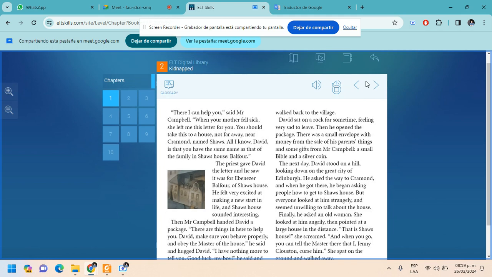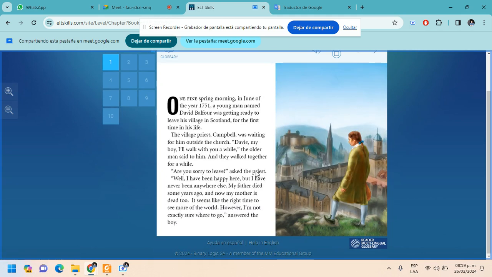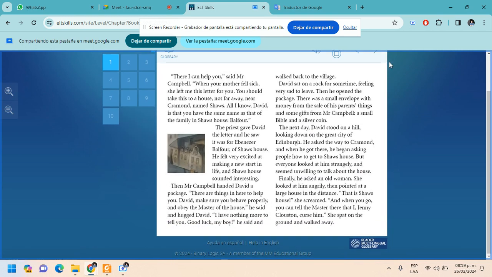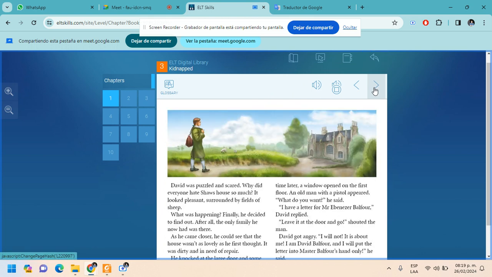Mr. Campbell is the priest. El señor Campbell es un priest. Do you know what's priest? Ajá, es un sacerdote. Yeah, priest, very good. It's a character, yes. Another character that appeared here in the story.